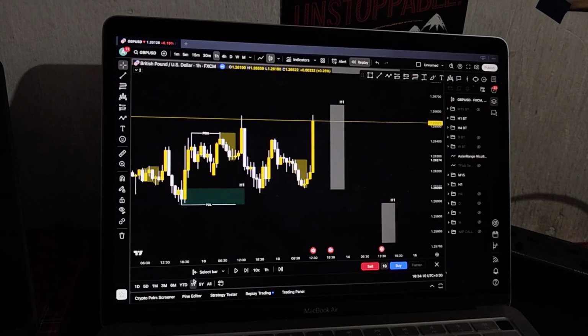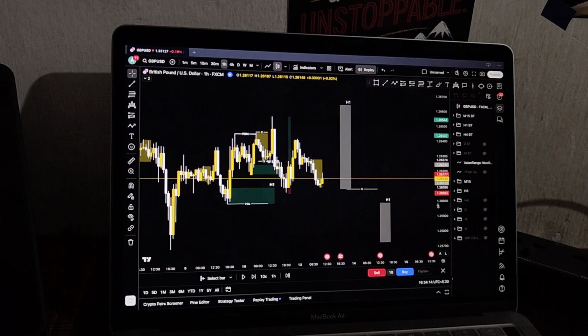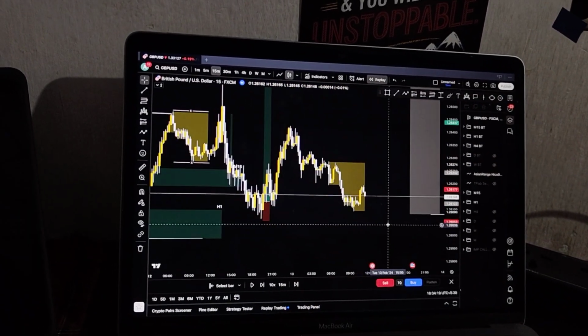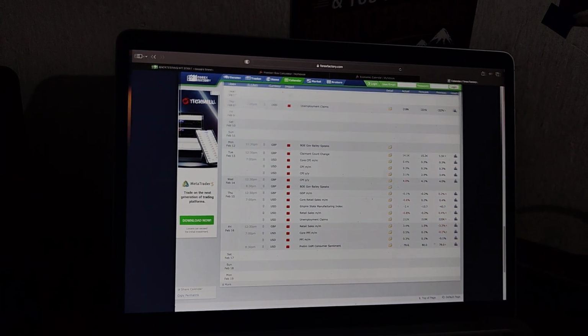So whereas on Tuesday I waited for the Asian range to close. Maybe I was not looking for anything. Yep, on Tuesday I was not looking for anything because there was nothing to look for. My bias was not clear, and also there was huge high impact news, Claimant Count Change and Core CPI.